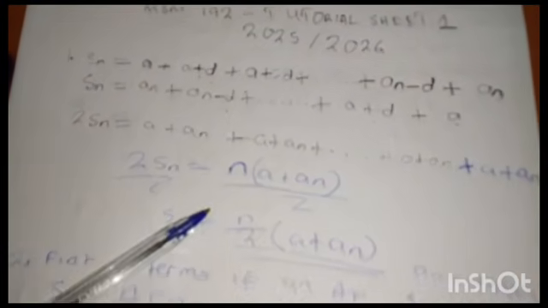But if the last term is known, we go back to this formula which is here on top. If you are given to find the sum of the first n terms, we use this formula. But if you have been given the last term, we use this formula. So now we can move on to question 3.